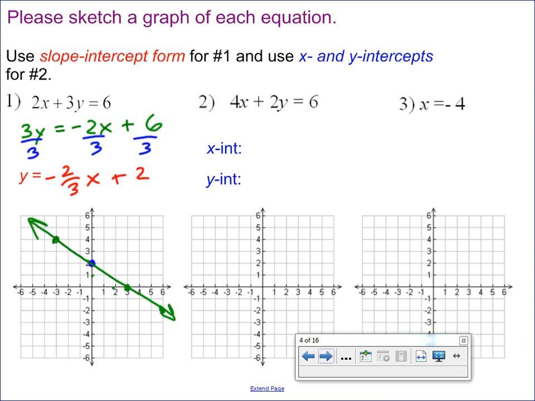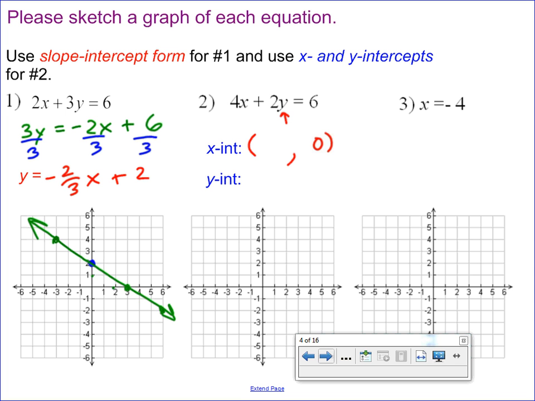In number 2, we can find x and y-intercepts easily as well by plugging in 0 for x and solving for y to get the y-intercept, or plugging 0 in for y and solving for x to get the x-intercept. In the first case, let's find the x-intercept by plugging 0 in for y. I know that the x-intercept will be given by the point x comma 0, because when I have an x-intercept, the y-coordinate has to be 0. Let's plug in 0 for y and see what we get.